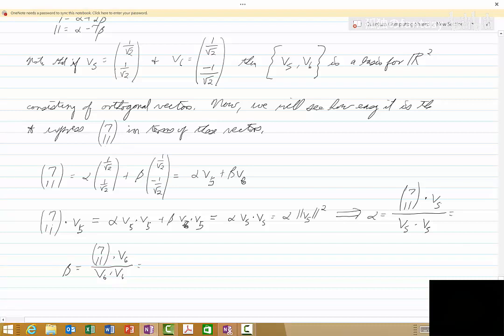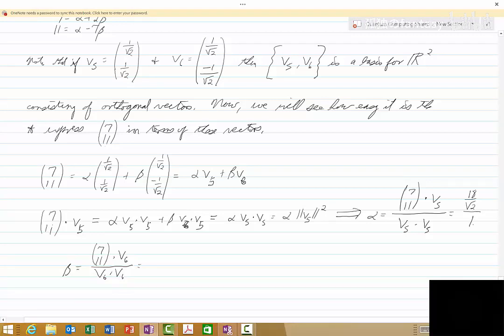(7, 11) dotted with v5 would be 7 times the square root of 2 plus 11 times the square root of 2. So that's 18. I said times the square root of 2, I meant over the square root of 2. So that's 18 over the square root of 2. And then in the bottom, v5 dotted with v5 is 1 over square root of 2 times 1 over square root of 2, so that's 1 half, plus 1 over square root of 2 times 1 over square root of 2 is 1 half. So it's just 1.